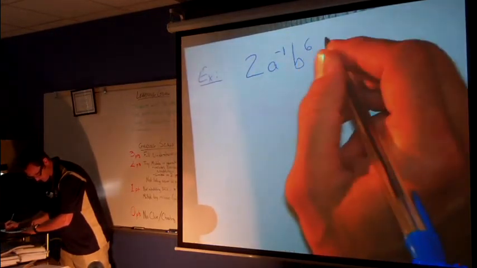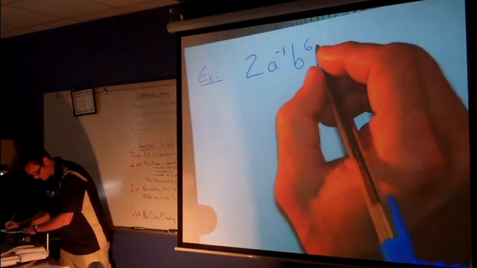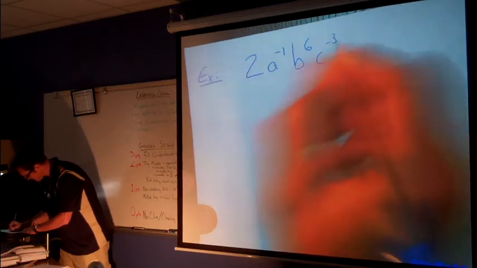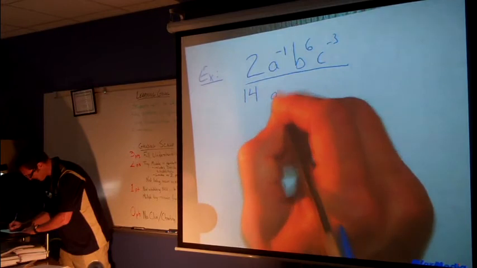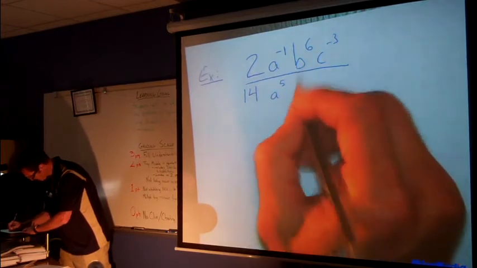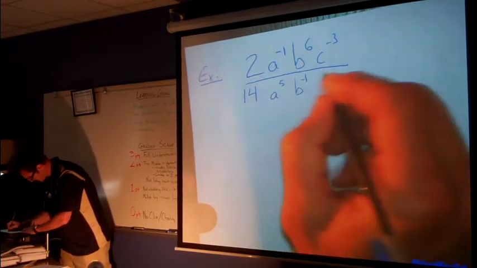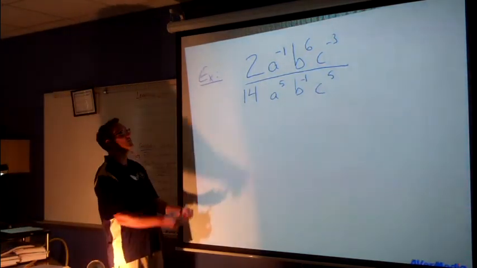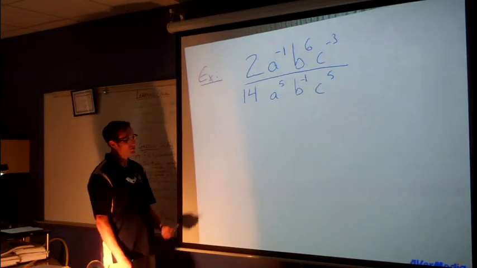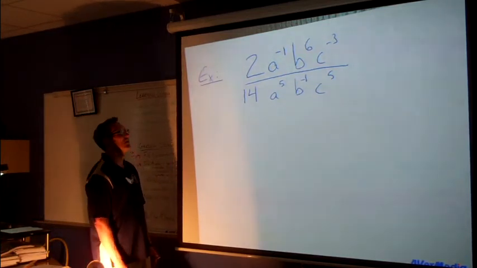So we have 2 times a to the negative 1 power times b to the 6th times c to the negative 3rd, all over 14 a to the 5th, b to the negative 1, c to the 5th. So there's lots of things that we can do. There's so many things that we can do with this.